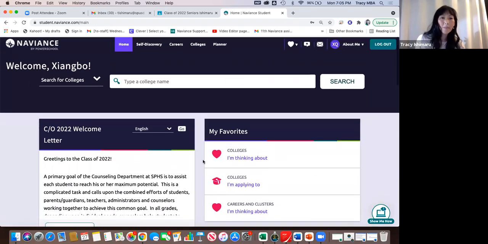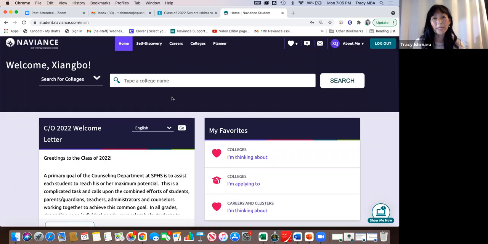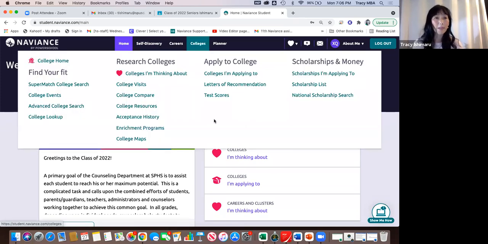Okay, we're back in. So this is the example of the home screen. There are different tabs up here: the self-discovery, career, college, and planner. For seniors, we are really going to concentrate on college because that's the emphasis or the theme for 12th grade. Self-discovery is just some of the assessments they have taken. Career was done in 10th grade, and college is the one that we're going to talk about today. So when I hit the tab, you can see different categories: find your fit, research, apply to college, and scholarships. The first one we're going to talk about is called Find Your Fit.